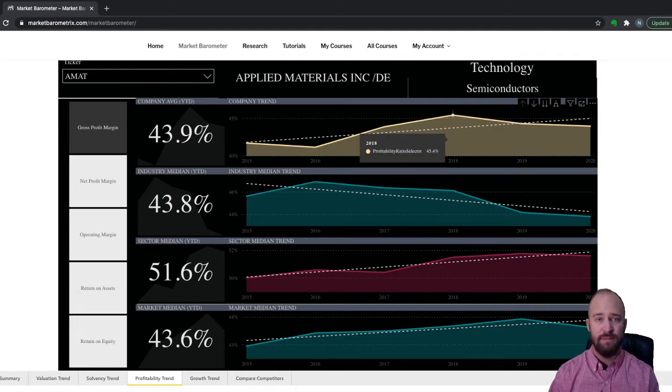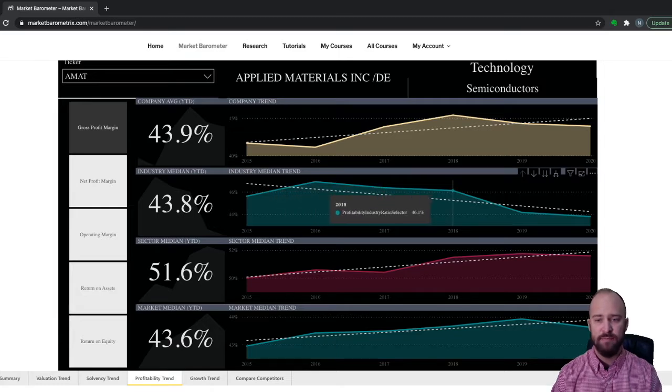We're looking at Applied Materials right now, which is in the technology sector and the semiconductors industry. The figure to the left of the chart is going to be the year-to-date average of the financial ratio that you have selected. So right now we're on the gross profit margin. Applied Materials' year-to-date average gross profit margin has been 43.9%.